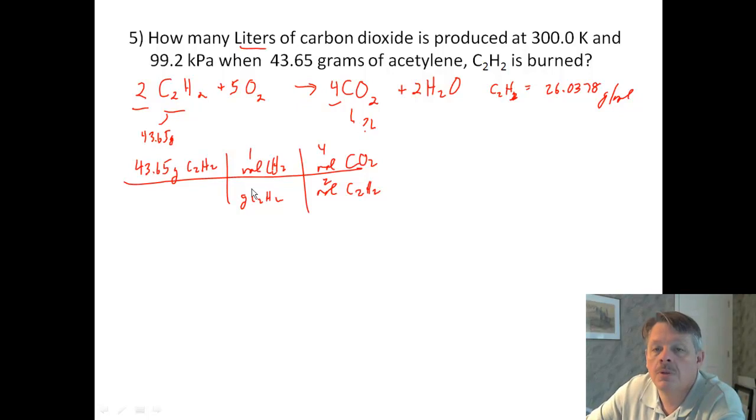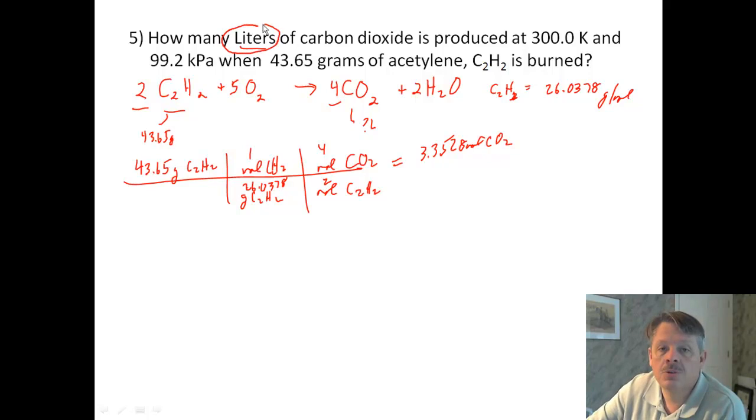And 1 mole of C2H2 weighs 26.0378 grams. And if we do the math here, we come up with 3.3528 moles of CO2. Well, that gives us moles of CO2. Now we have to use PV=nRT to come up with liters. Well, since we're using liters, we want to use the 0.0821, which means we need to have our pressure in atmospheres. So let's convert that.